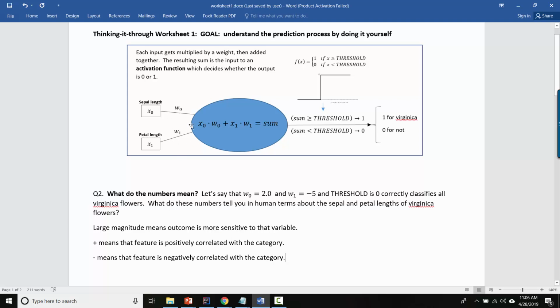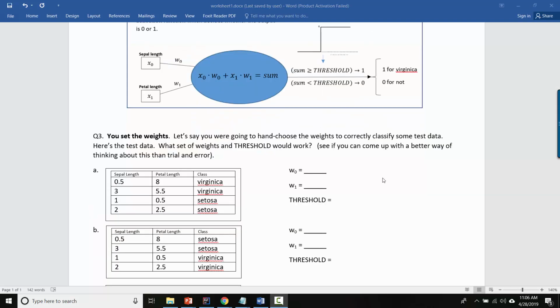So finally, I asked the students to consider what if they were going to choose the 2 weights and the threshold by hand so that it was going to successfully classify some test data here. And students came up with all kinds of different things. Different groups did this in different ways, and a lot of them used the kind of thinking that we just talked about, so thinking about the relative importance of petal length versus sepal length. Some of them ran some sample numbers.